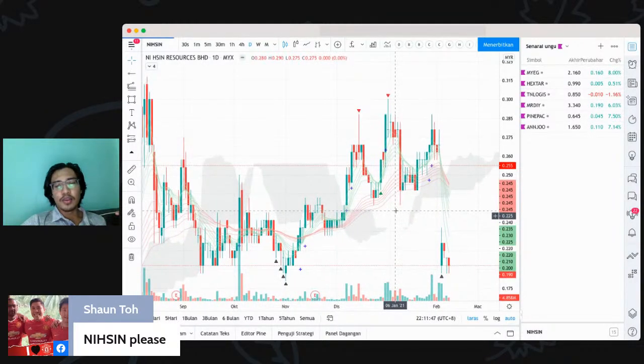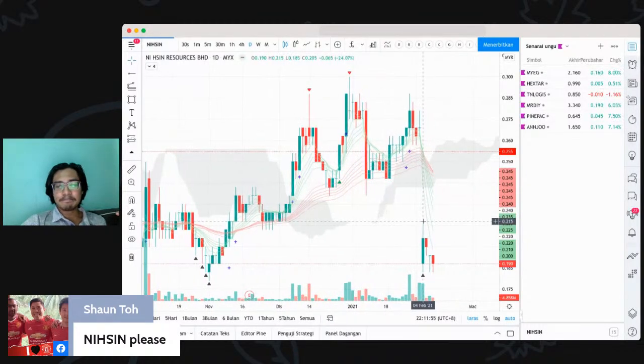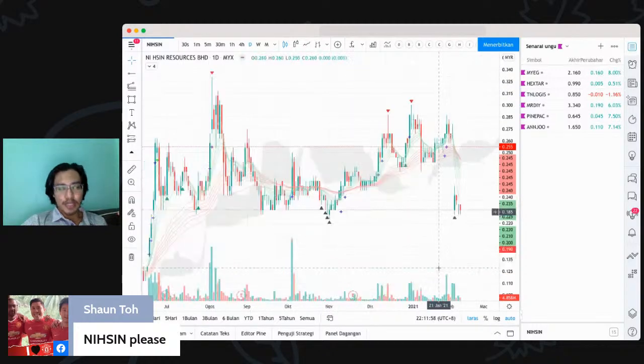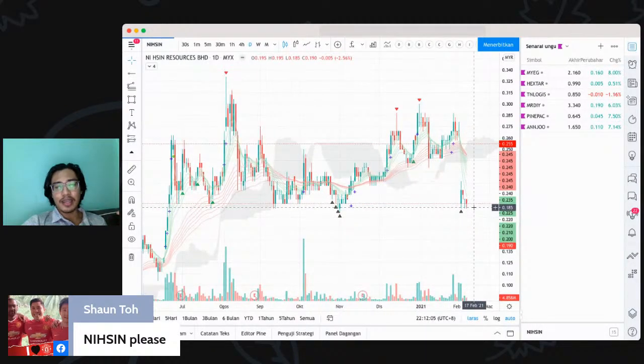Okay, for Nissin, right? So what happened on Nissin actually? Why this gap? Okay, for Nissin, if you are a high risk taker, you can buy at the lower support here, because this is still within a range, still on a big sideway. So if you are a high risk trader, you can consider to buy this, and if the price goes lower than 170, maybe you can consider to cut loss or not. But this is high risk.